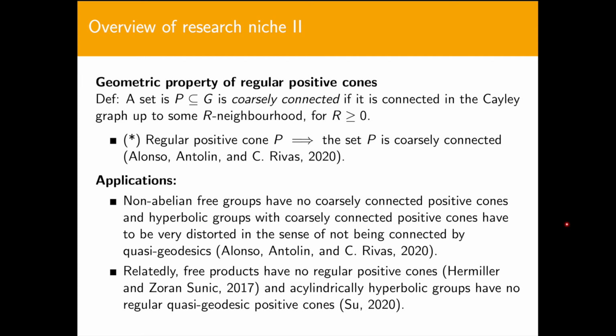Relatedly, free products, a generalization of non-abelian free groups, have no regular positive cones. This is a result of Bergman and Schmidt. So, a slightly weaker result on a larger set. And asymptotically hyperbolic groups, which are a generalization of hyperbolic groups, have no regular quasi-geodesic positive cones. So we don't know if they have any coarsely connected positive cones, but if they did, they would also have to be very distorted. And this is a result in my first paper.